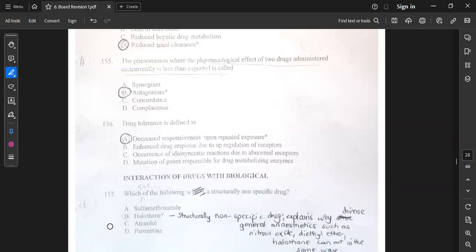Willy. So structurally non-specific drugs are those whose pharmacological action is not directly dependent on the chemical structure of the drug, except that structure affects physicochemical properties. So pharmacological action is not directly dependent on the chemical structure of the drug. Okay.